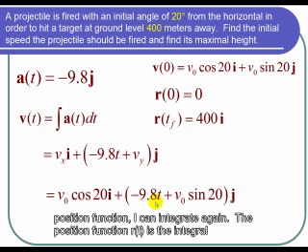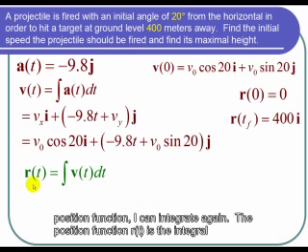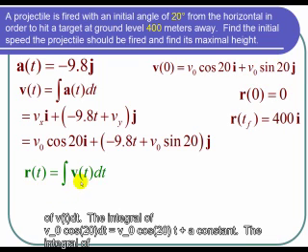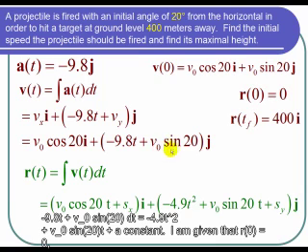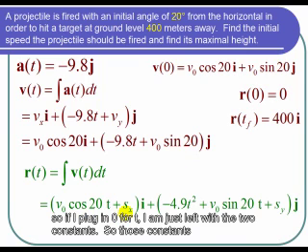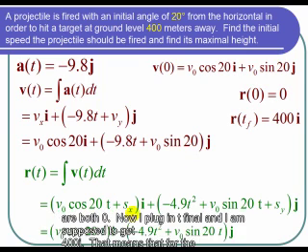If I want my position function, I can integrate again. So the position function r of t is the integral of v of t dt. The integral of v naught cosine of 20 is just v naught cosine of 20t plus a constant, and the integral of negative 9.8t plus v naught sine of 20 is negative 4.9t squared plus v naught sine of 20t plus some constant. But I'm given that r of 0 is 0, so if I plug in 0 for t, I'm just left with the two constants, so those constants are both 0.